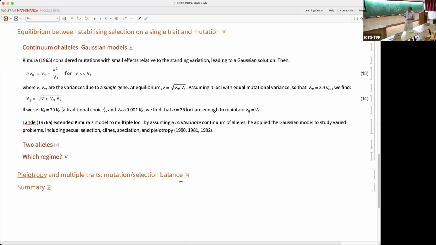And in fact, Lande developed this. He developed it to multiple loci to include linkage disequilibrium, and he really pushed the maths because if you assume a Gaussian, you can solve anything, kind of. And he applied it to study all sorts of problems like sexual selection and clines and speciation and pleiotropy and so on. So it was very innovative and very ingenious. However, it depends on the assumption that this distribution of allelic effects is Gaussian.